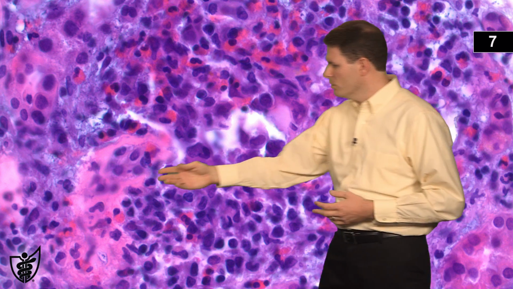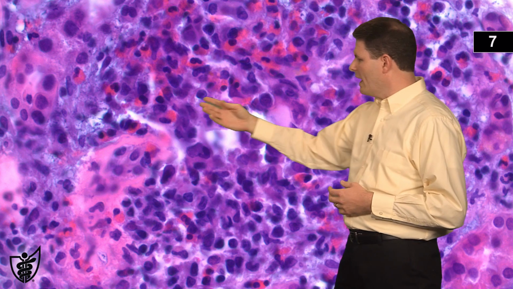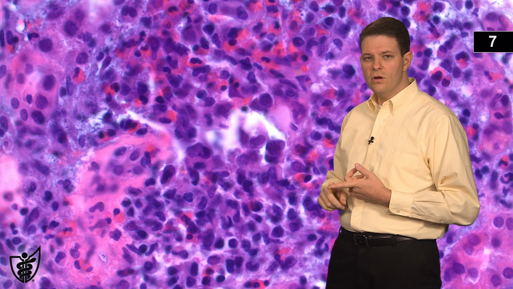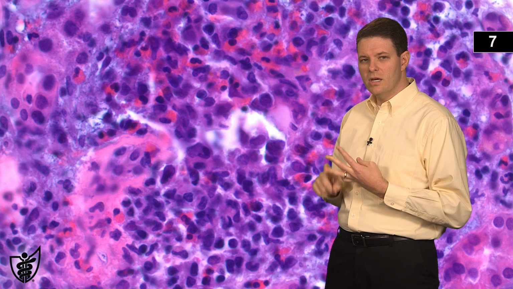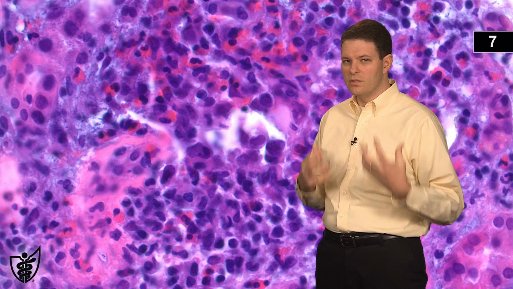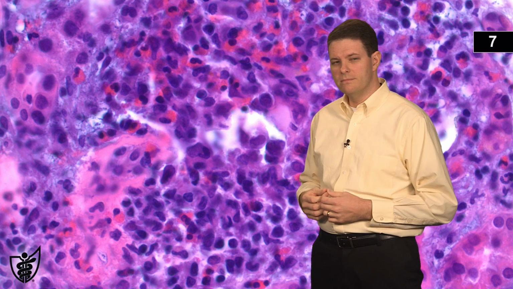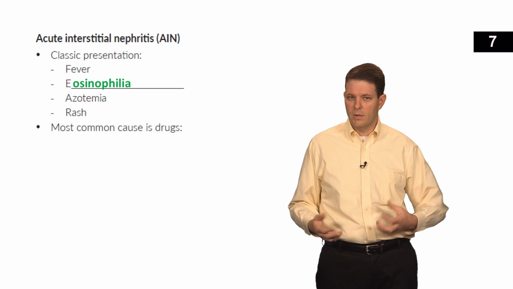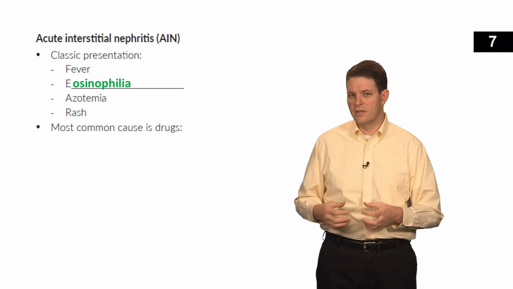So here are the tubules, and then in the interstitium there are lots of inflammatory cells and plenty of eosinophils. So fever, eosinophilia, azotemia, and rash, sort of a diffuse maculopapular rash. It's a drug rash, an allergic rash. The most common cause of AIN is drugs or medications. Remember, it's sometimes called drug-induced interstitial nephritis.